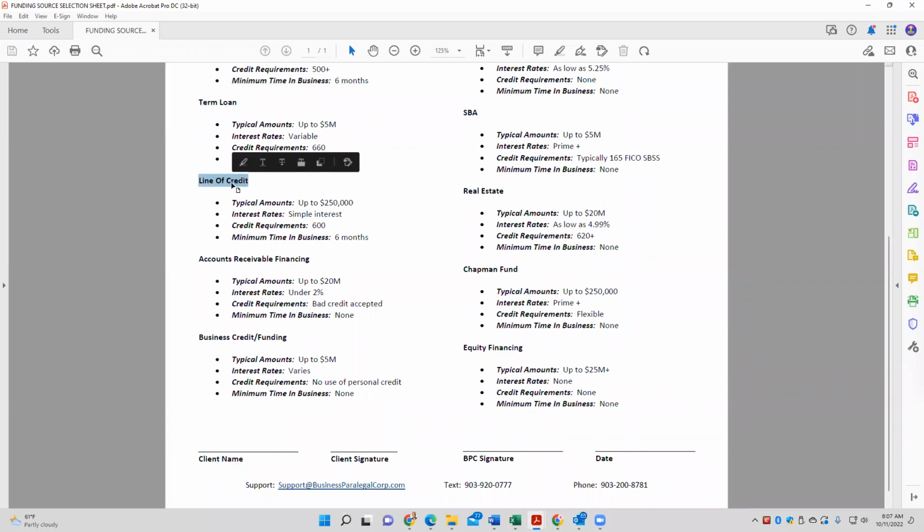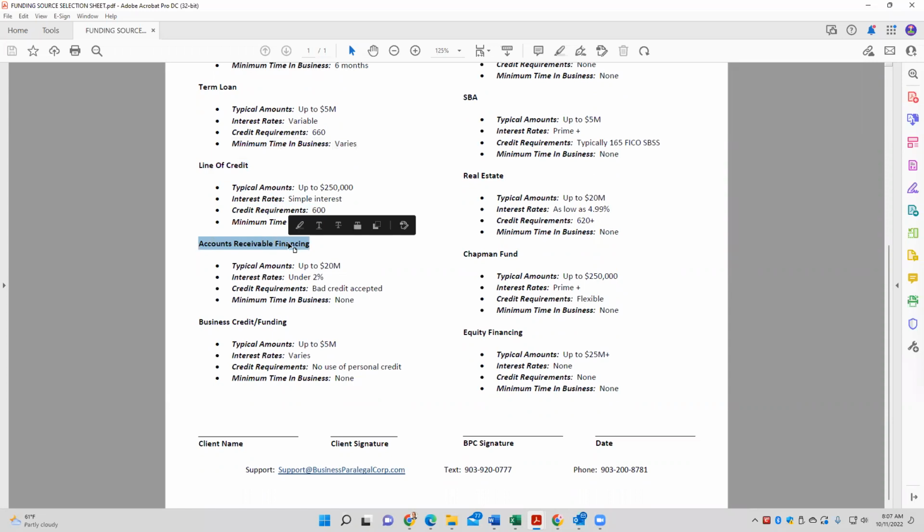Lines of credit, we hear a lot of small businesses looking for lines of credit so they can just pull from it when they need instead of getting it all at once. Those typically will go up to $250,000. Simple interest, but the interest rates will vary. We need about a 600 credit score on that, and we do need 6 months in business for the typical line of credit.